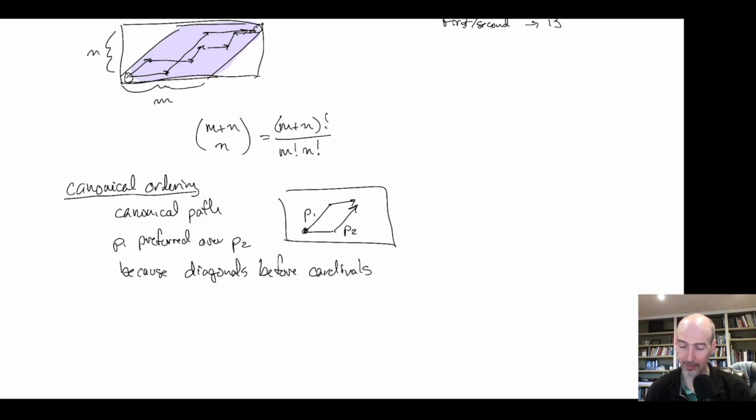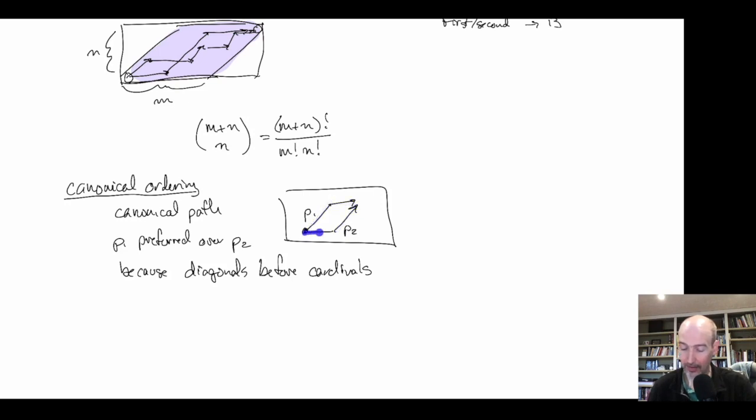Okay, what that means is that in P1, they both get to the same goal, but in P1, the diagonals are first and the cardinals are second. In P2, the cardinal actions, cardinal meaning north, south, east, west, are before the diagonal actions. And so what I prefer is P1 over P2.